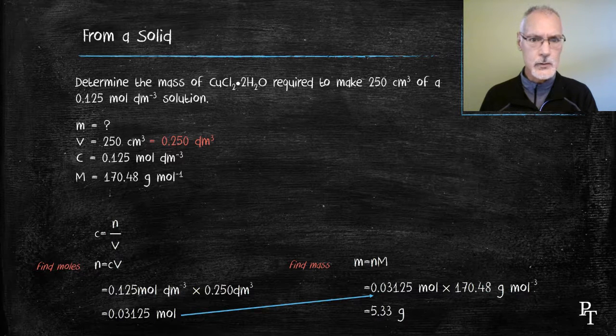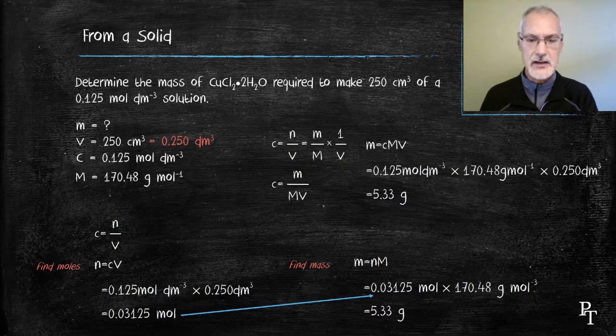Now, there's a second way that I can determine the answer to this, doing it in one step instead of two steps. There's the formula we have for concentration, number of moles over volume. I can replace the number of moles with mass over molar mass and come up with a new formula. Rearranging that formula to get the small m, or the mass, all by itself, I simply need to multiply the three together. Concentration times molar mass times my volume. So both methods work.